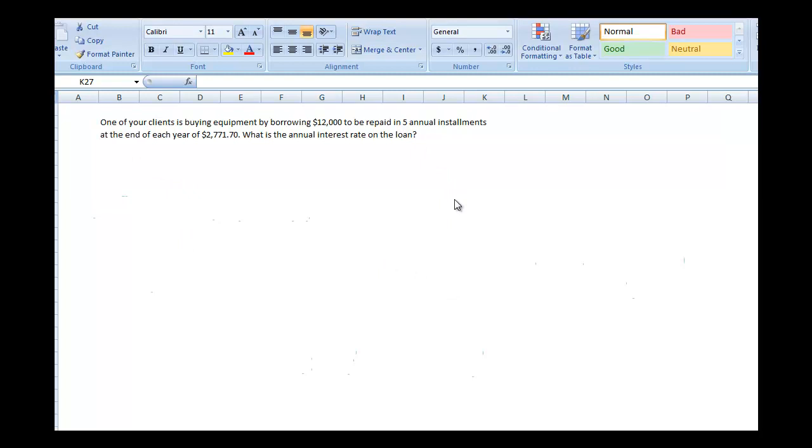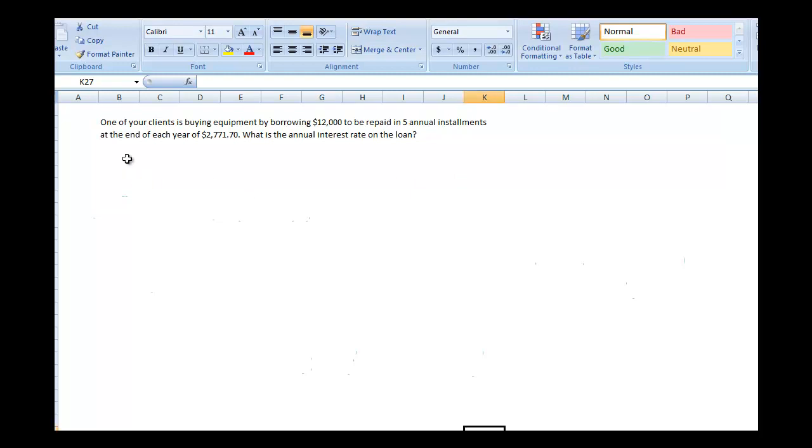One of your clients is buying equipment by borrowing $12,000 to be repaid in 5 annual installments at the end of each year of $2,771.70. So what is the annual interest rate on the loan?